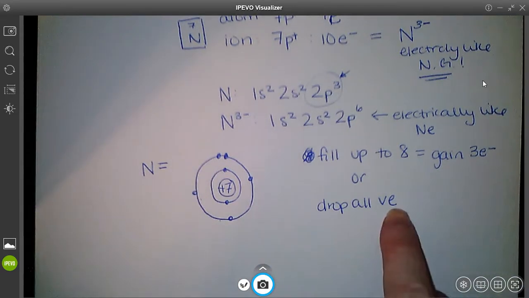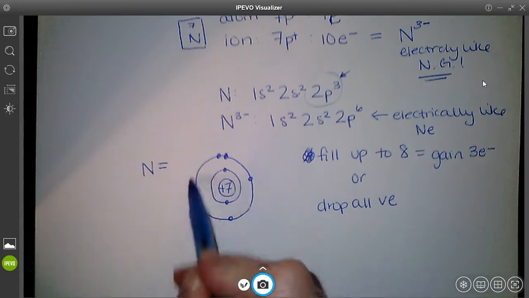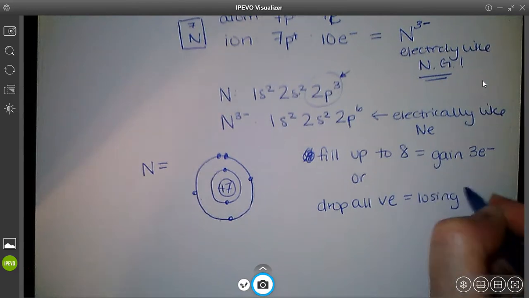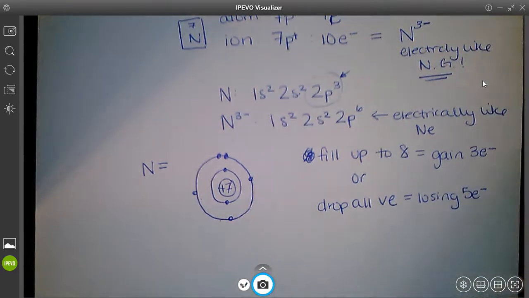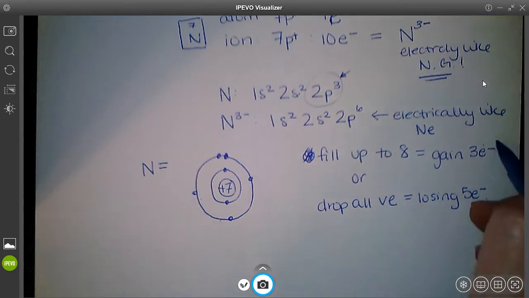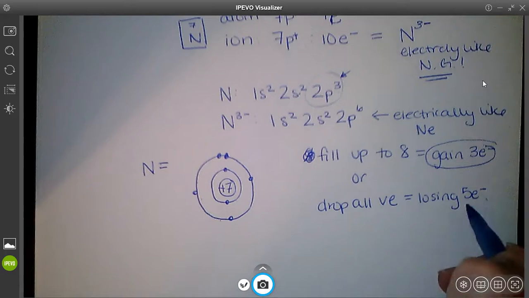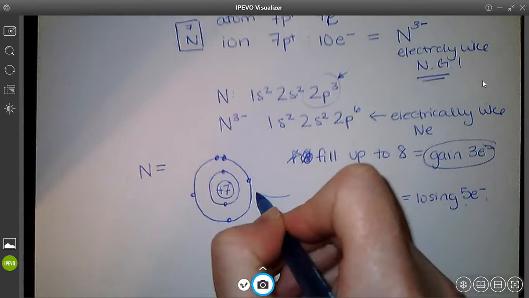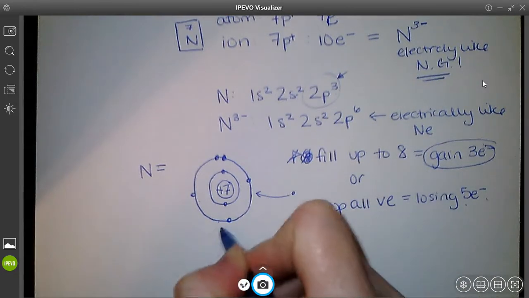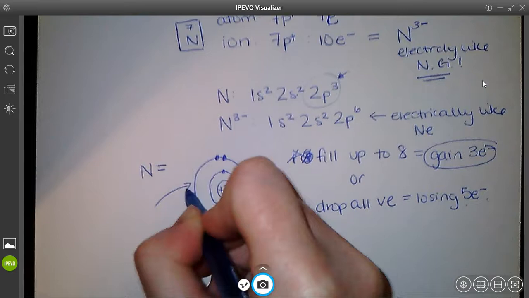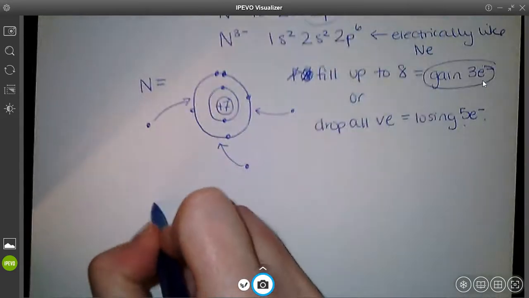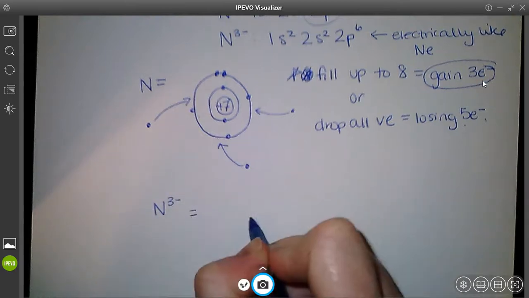If I were to drop all valence electrons, then that would be getting rid of all of these to go down to the next shell that's full. This would be losing 5 electrons. So if I'm an atom and I'm going to say which of these is easier to do, then it's easier to do 3 things than it is to do 5. So I'm going to fill up to get up to 8. So it's going to take electrons in from another atom and put them in these 3 spots. So when nitrogen becomes N3-, it's going to look like this.